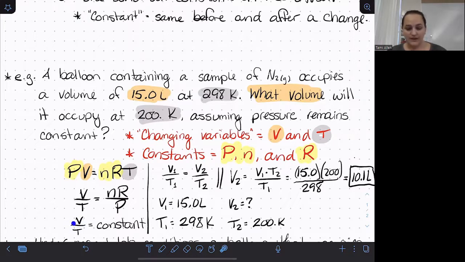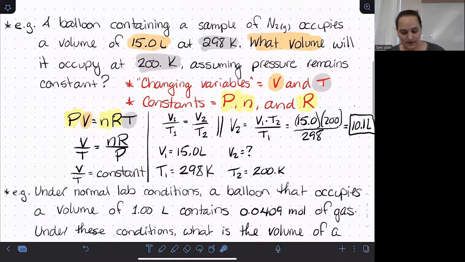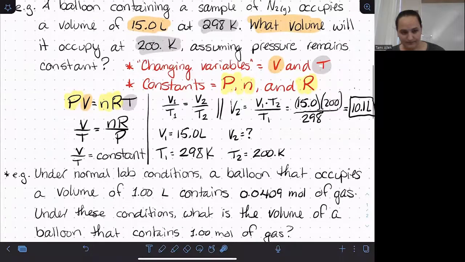Once we've established this, we just set that expression equal to itself at 2 different points in time, and then identify our variables and plug things in. So let's look at another example. Cool, I can fit it all on the screen.